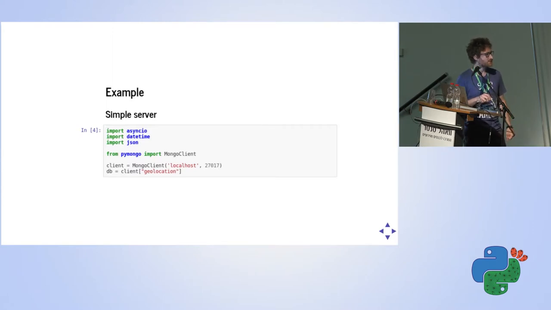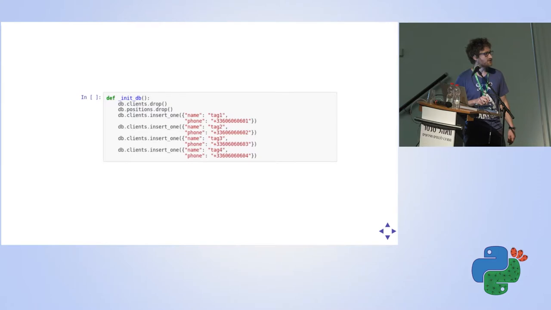Now our server, that's where the real deal begins. We will import async.io, obviously, datetime, JSON, to be able to parse our inbound data. We'll use PyMongo. This is the synchronous version of the Mongo library. To be simpler for this talk, in the real world, you will want to use Motor, which is the async.io version of PyMongo. So we will connect to our MongoDB database and create a client on the database geolocation. We'll init our database by dropping everything for the first run. It's a demo, actually. We'll create our tags that we were referencing before.